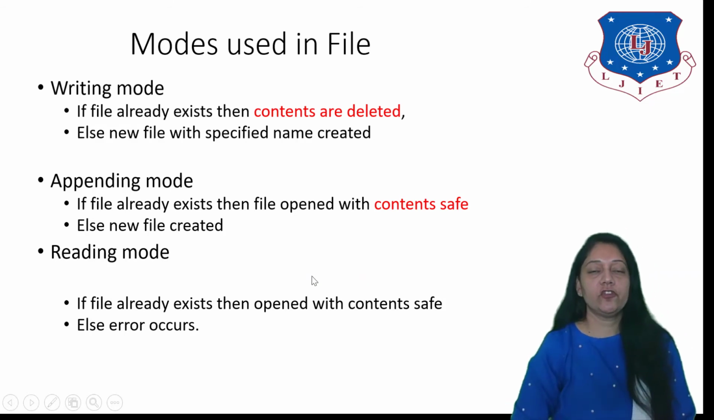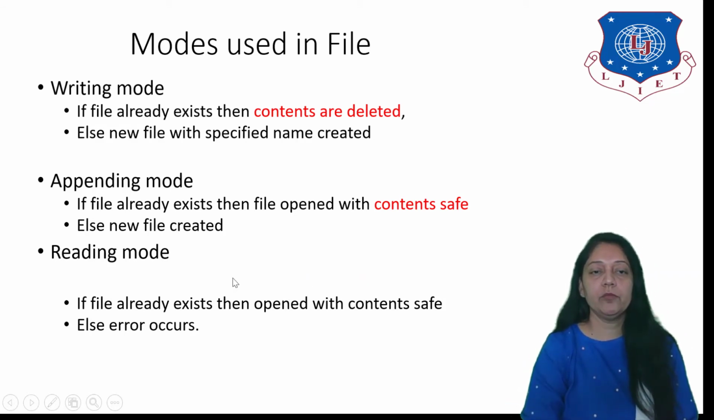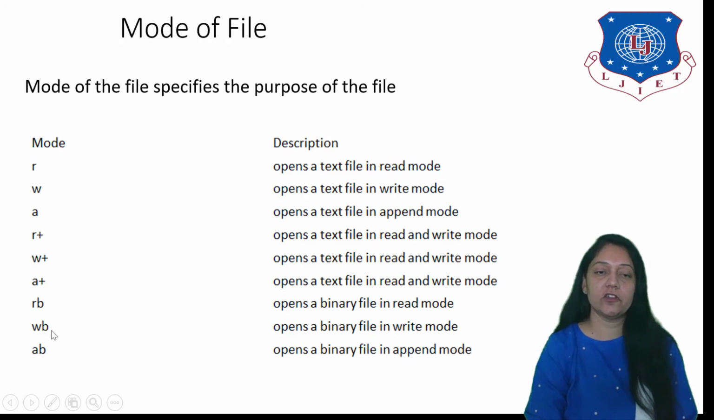So basically, there are three modes: writing, appending, and reading mode. This is the list of the modes that you can specify in the fopen function. When you specify "r" in double quotes in the second argument of fopen, it means you are opening the file for reading purpose. You are only going to read the data from the particular file. If you use the mode "w", then you are going to write into the file. Remember that the previous data would be deleted if it exists.